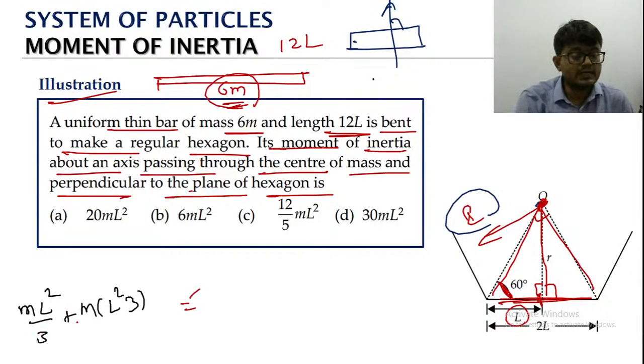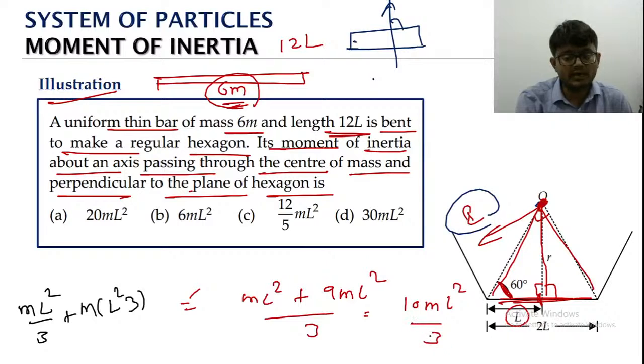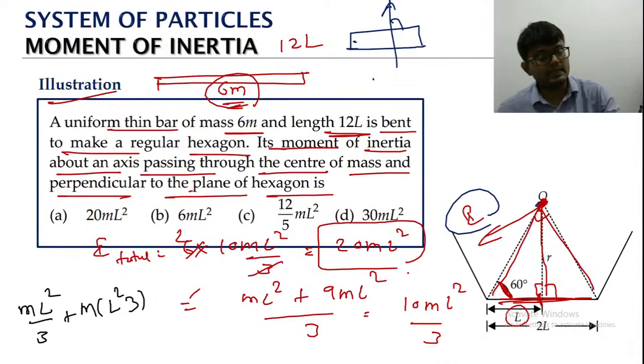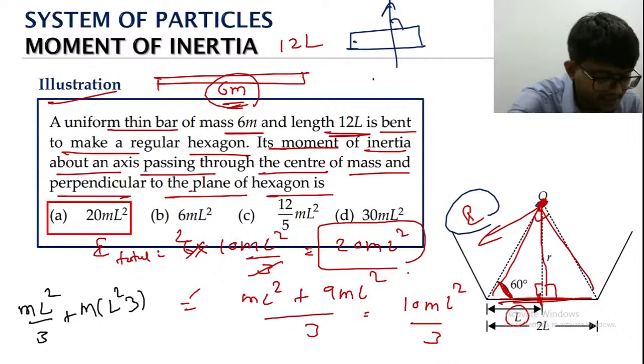So look at this. Take an LCM. ML square plus 9ML square by 3. Totally it is 10ML square by 3. This is the moment of inertia of just one side. How many such sides are there? 6 identical are there. So the total moment of inertia value is 6 times 10ML square by 3. 3 ones are 3, 3 twos are 6. How much should it be, guys? 20ML square.